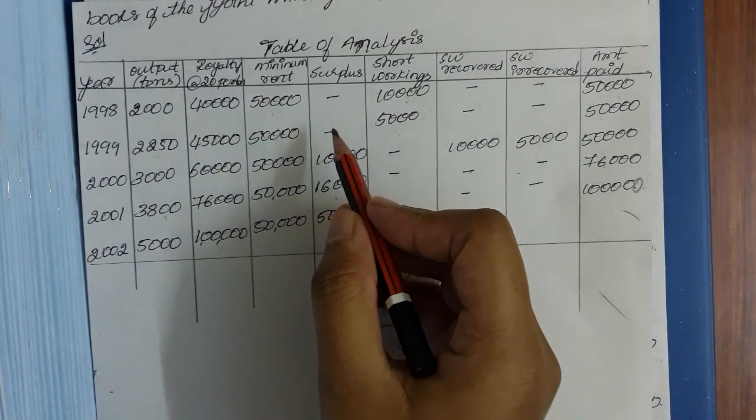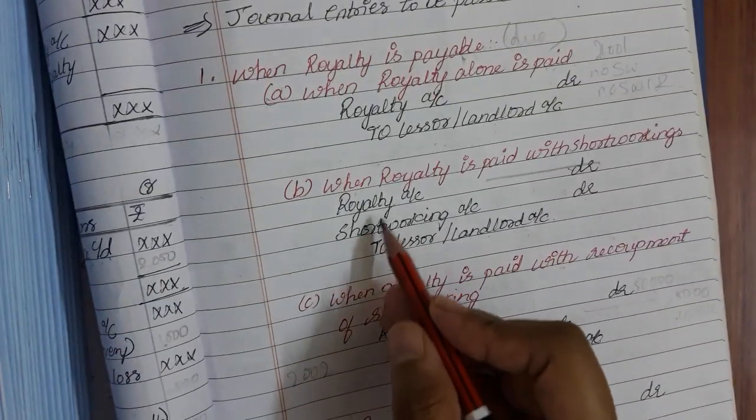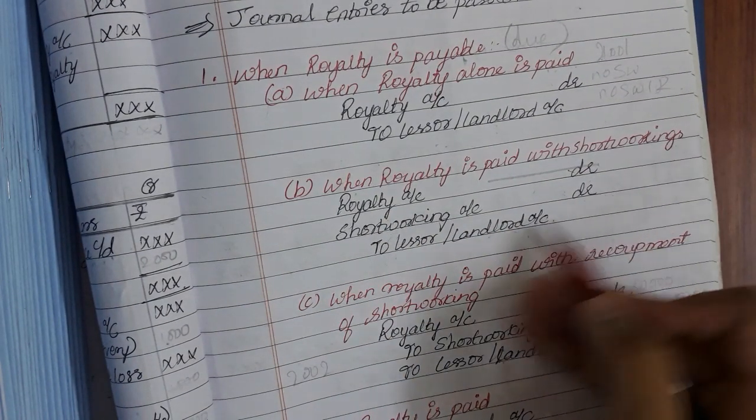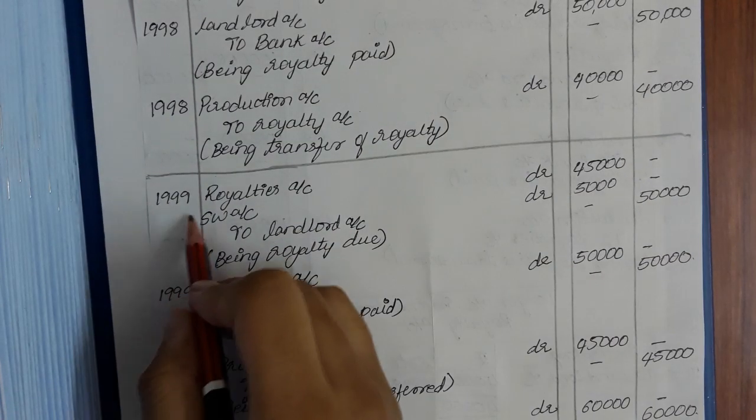So now let's see the due entry. According to the second year, there is a due, that is a short workings. When there is a short workings, what happens to the due entry? Royalty account debit, short workings account debit to lessor or landlord account are written.